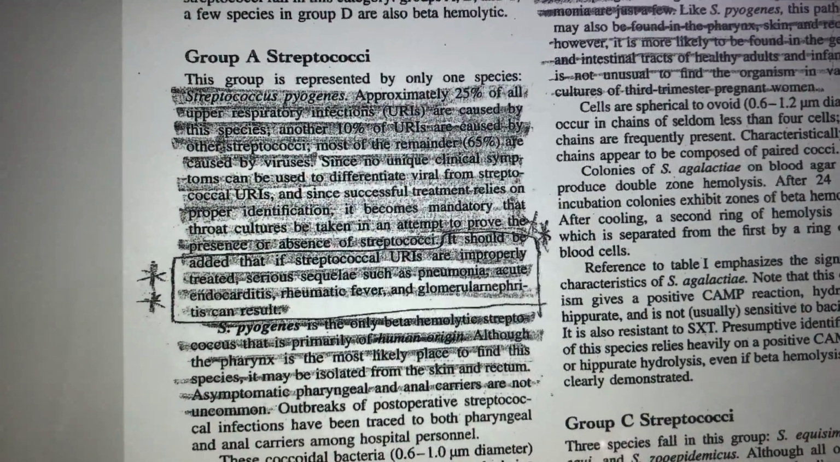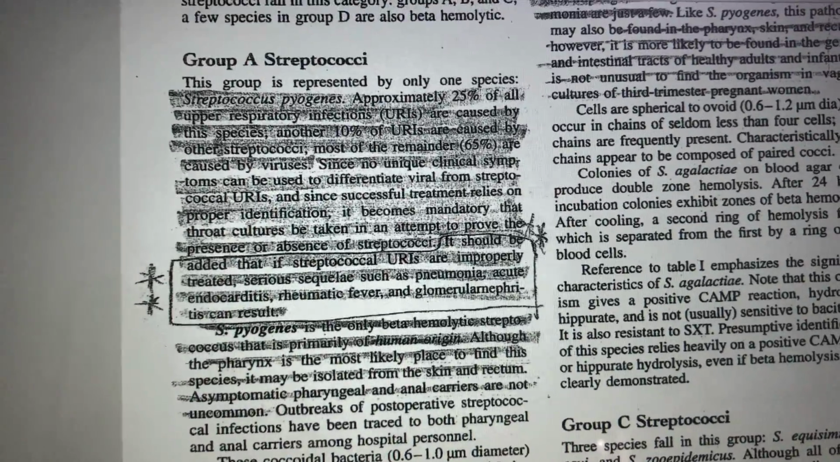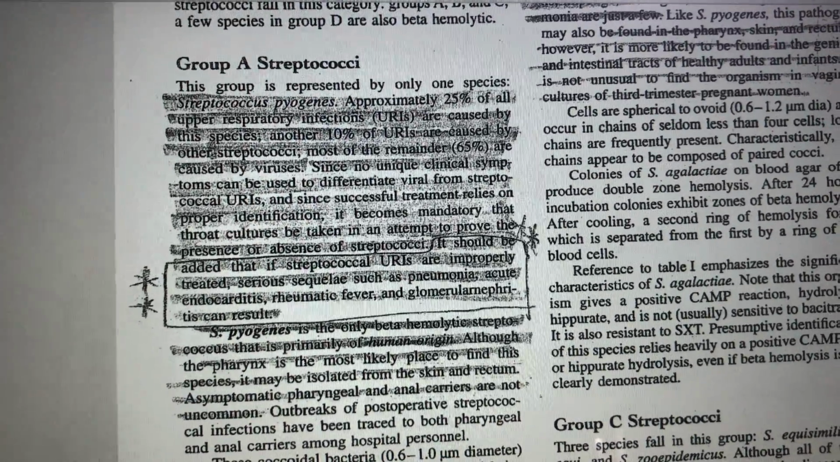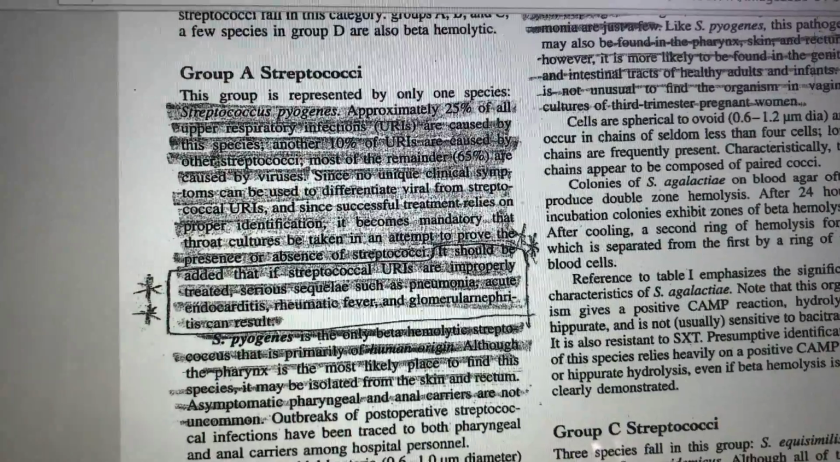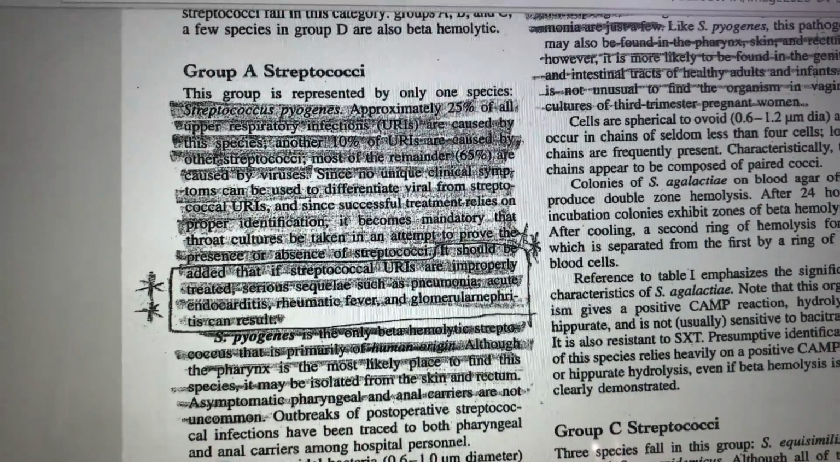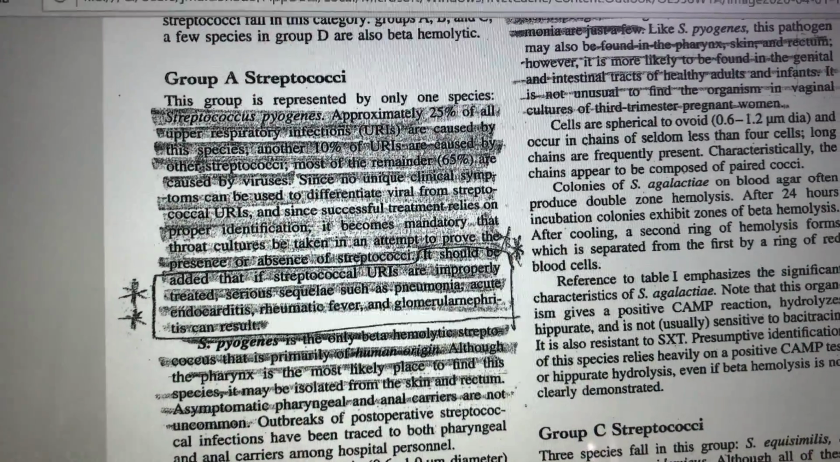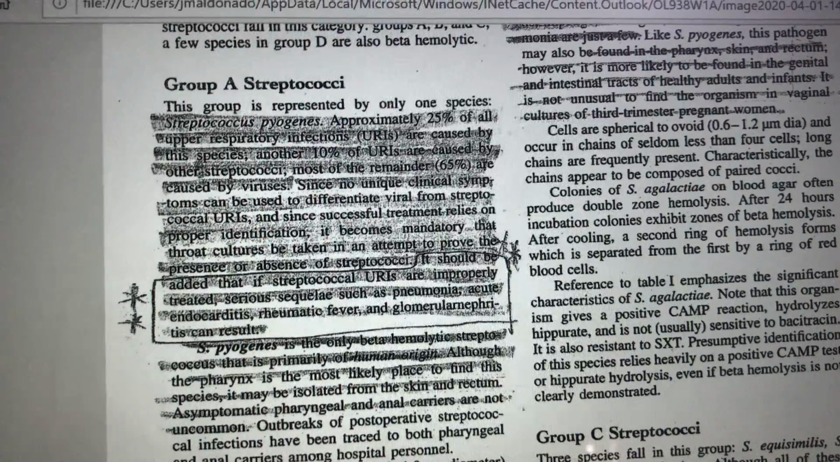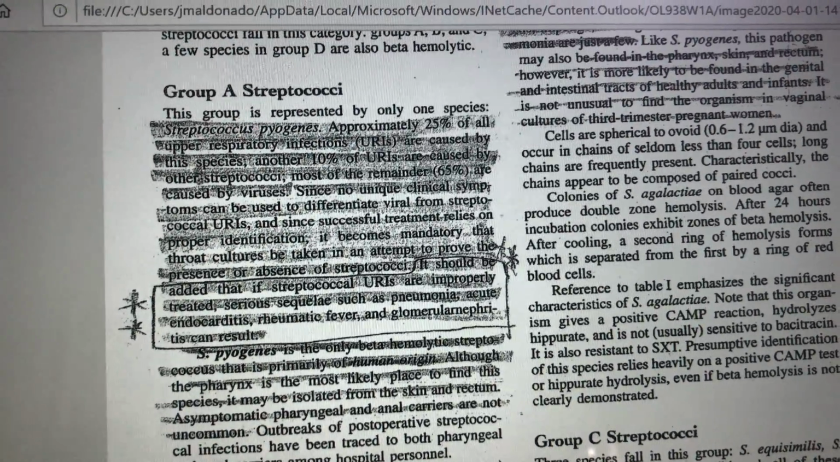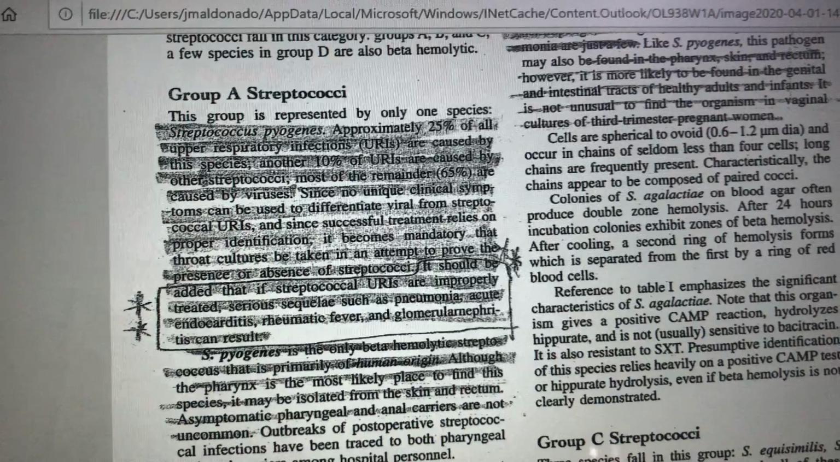So let's say you have a strep throat and you don't go get it taken care of and you don't take all your antibiotics, you can get a serious secondary infection or sequelae. And that includes pneumonia, acute endocarditis, rheumatic fever, and glomerulonephritis. So let me write those down so you can see them. So you can get pneumonia.